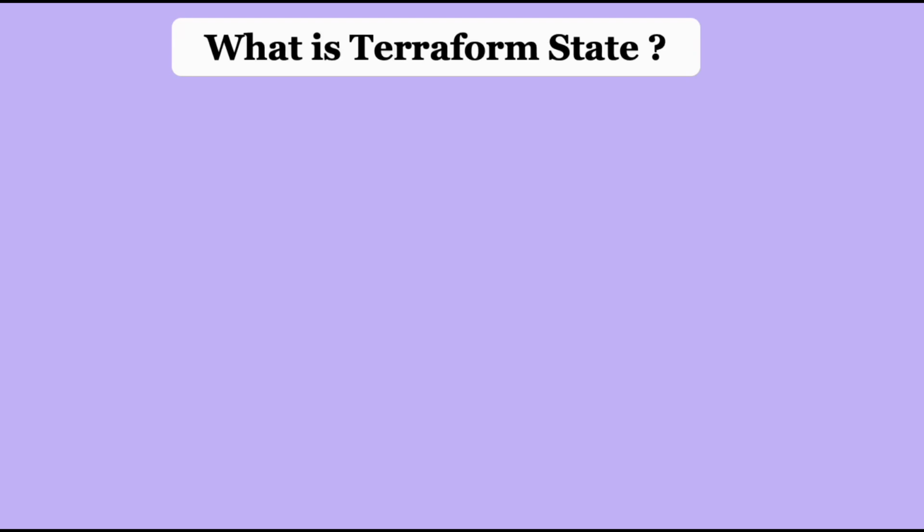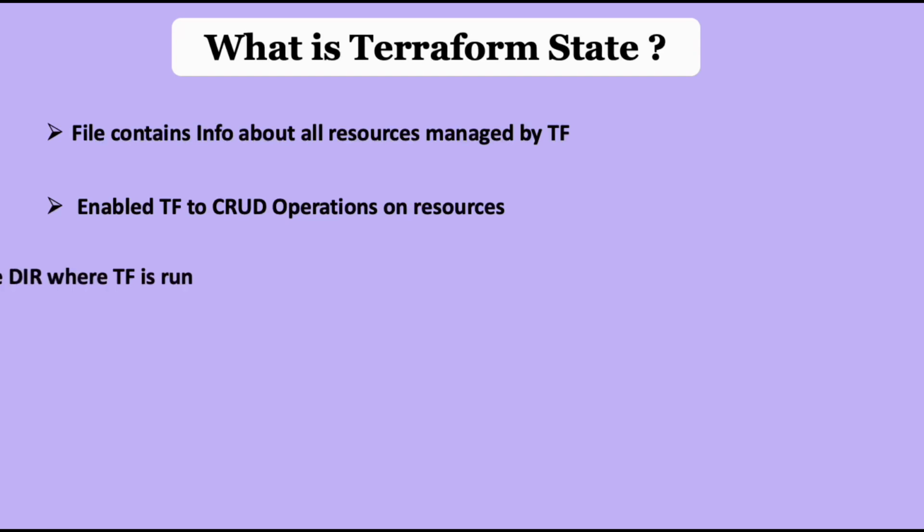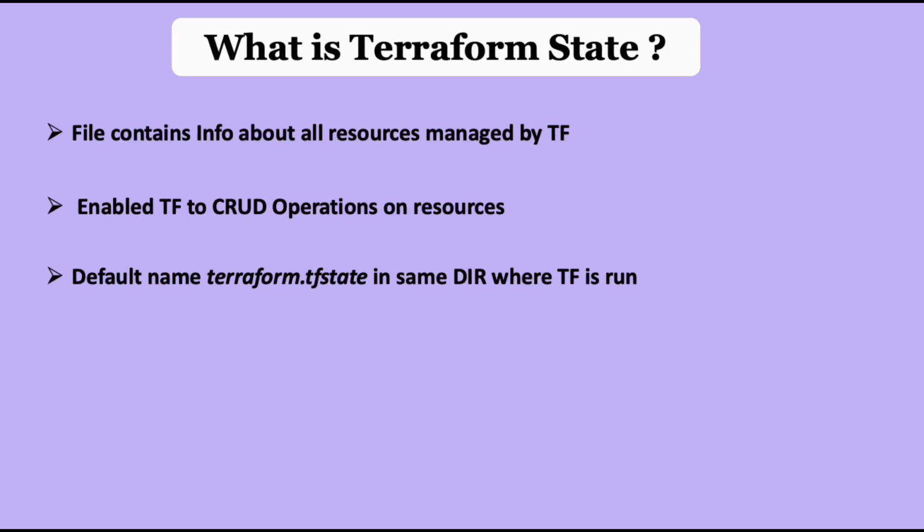So what exactly is a Terraform state in the first place? It is a simple text file which contains a lot of information about all the resources which are being managed by Terraform. So it enables Terraform to do multiple operations, which we call CRUD, that is create, read, update, delete. Any one of these four operations, if you want to perform on any of the resources, the state file will be leveraged by Terraform. So the name of the file by default is always terraform.tfstate. The tfstate extension is important here. So it is created in the same directory where we run the Terraform apply.